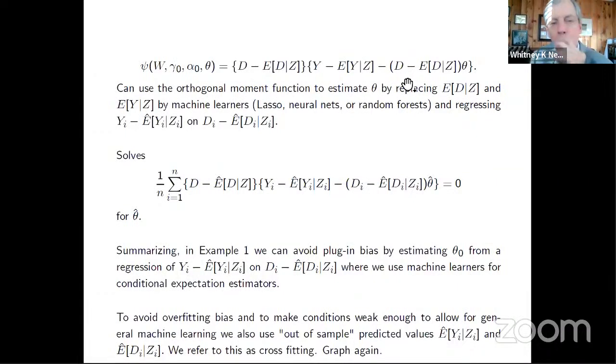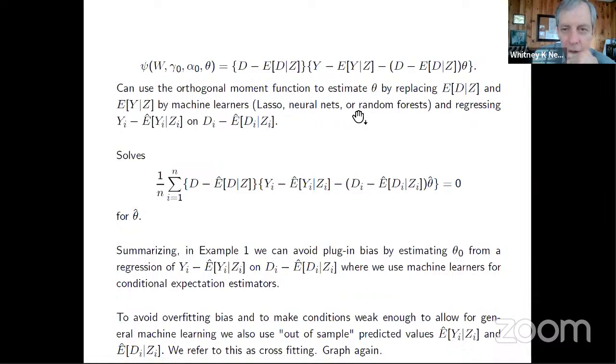Okay, so how would you use this to do debiased machine learning? You just replace these conditional means by machine learners. Okay, so that's what we're gonna do here. We're just gonna replace those conditional means by machine learners and then solve for theta. Then you're gonna plug in, you're gonna average and solve for theta. So that's the description. So we use the orthogonal moment function to estimate theta by replacing the expectation of D given Z and the expectation of Y given Z by machine learners. Anything works as long as it has certain properties that we'll mention.